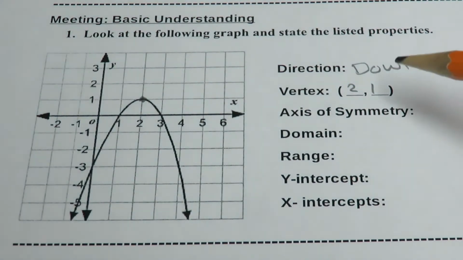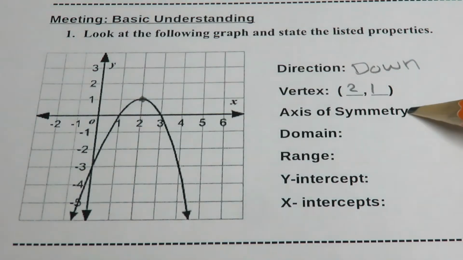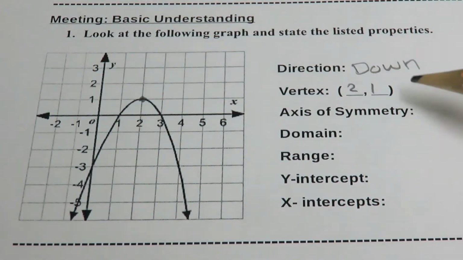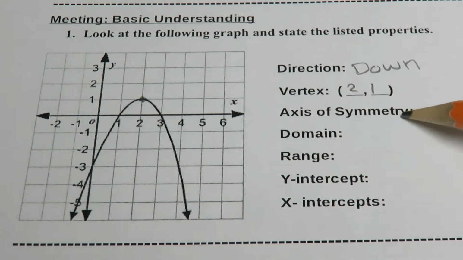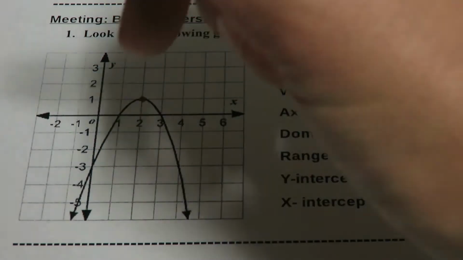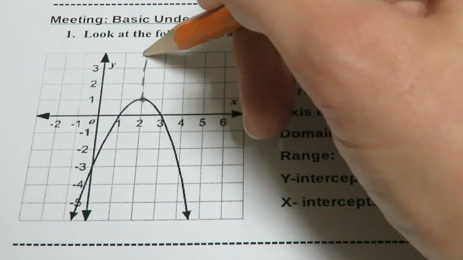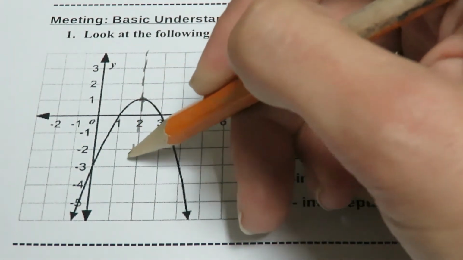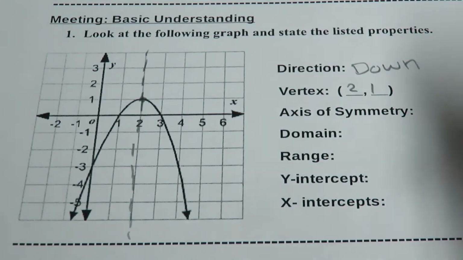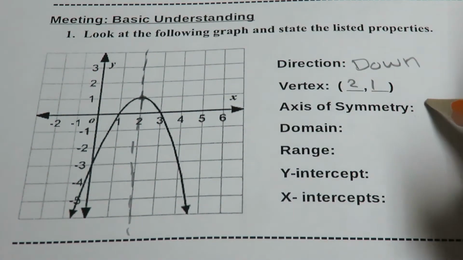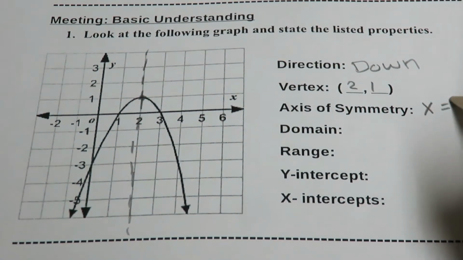The next thing it asks for is the axis of symmetry. So remember that the axis of symmetry is that line, or that axis, that creates symmetry in your graph. So think about the fold line. Where would you fold this graph in half so that it was symmetrical? If we folded it right along this line, that would be the axis of symmetry. So where is that? Well, that's at the line x equals 2.